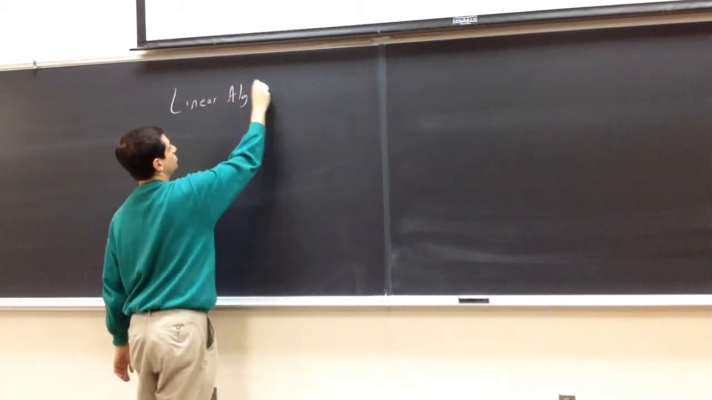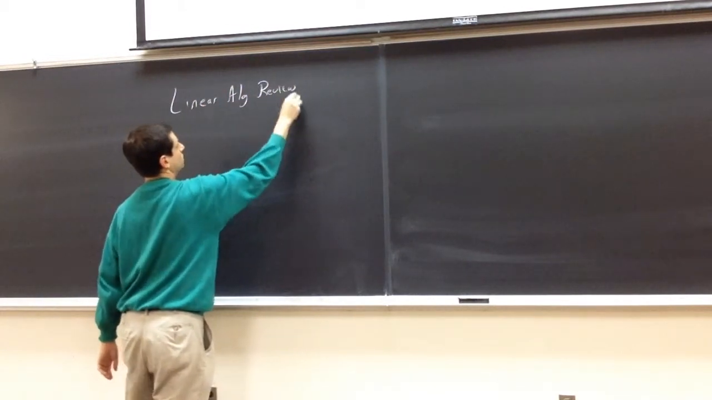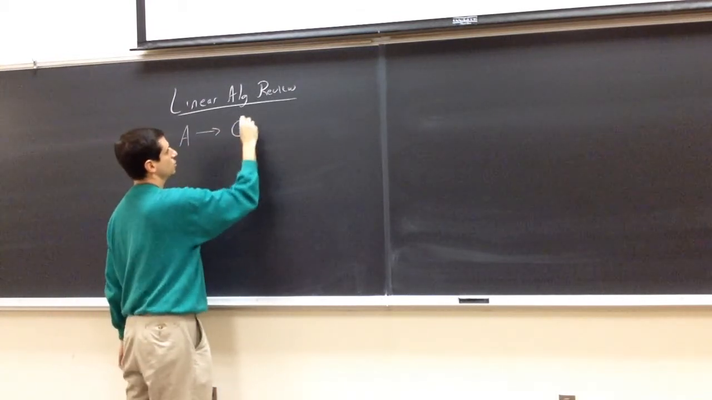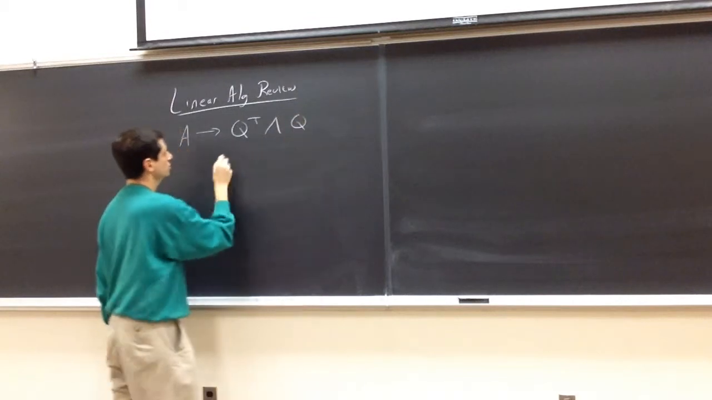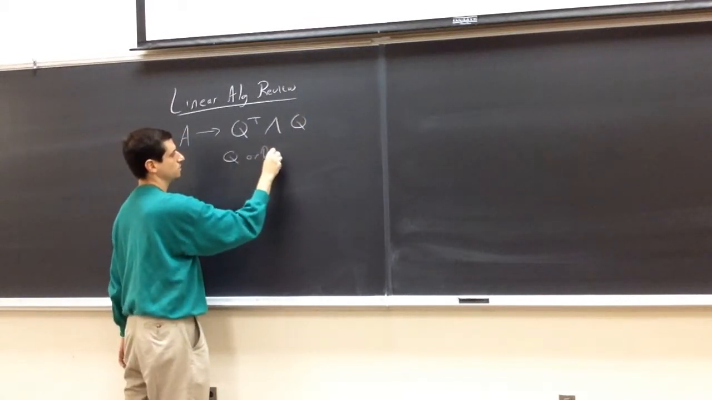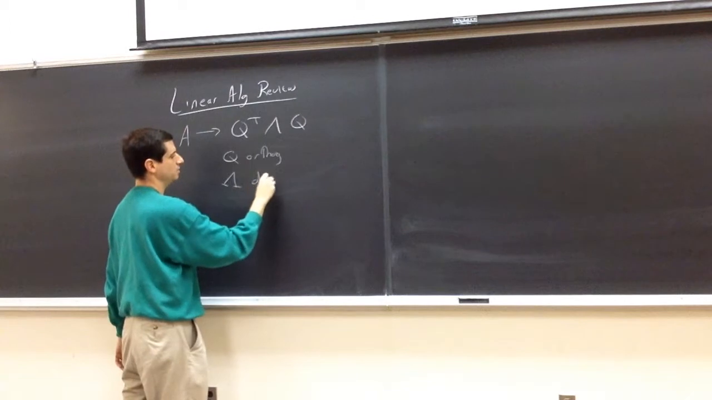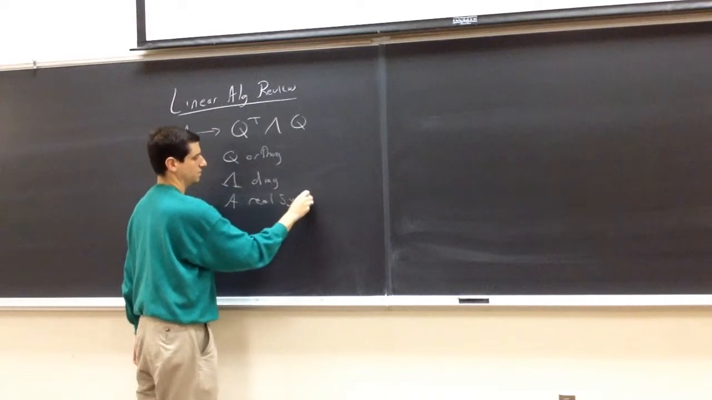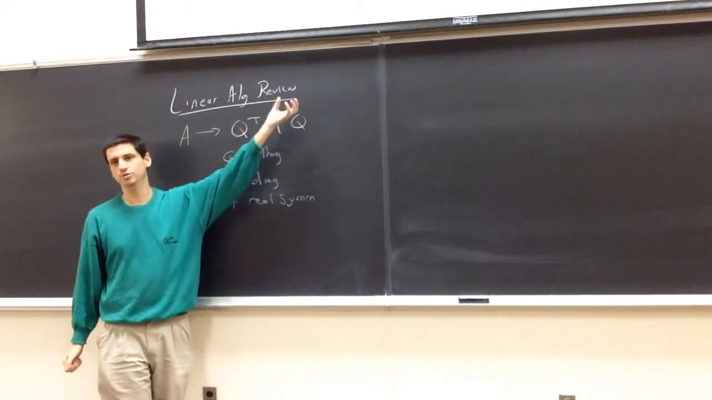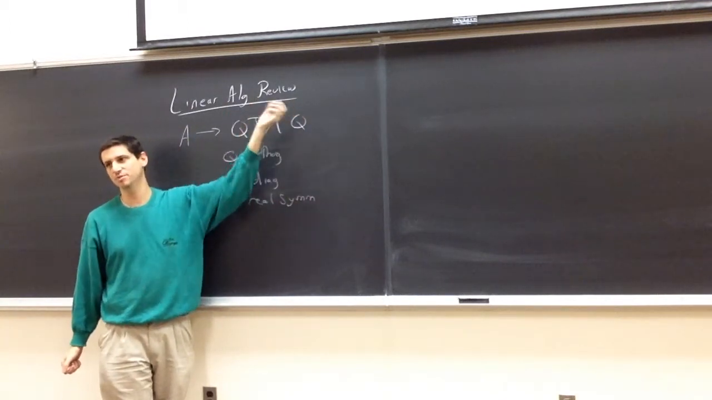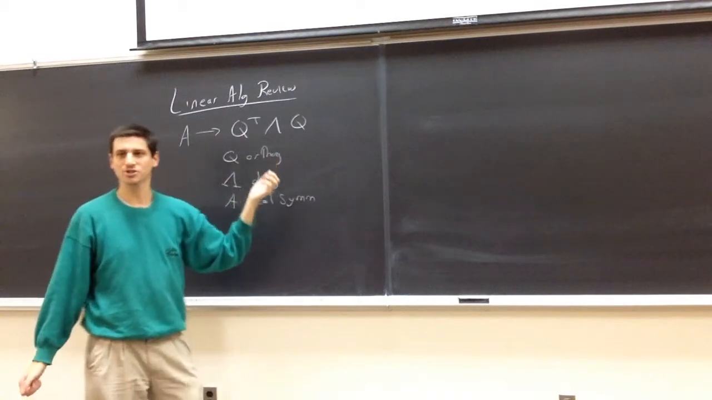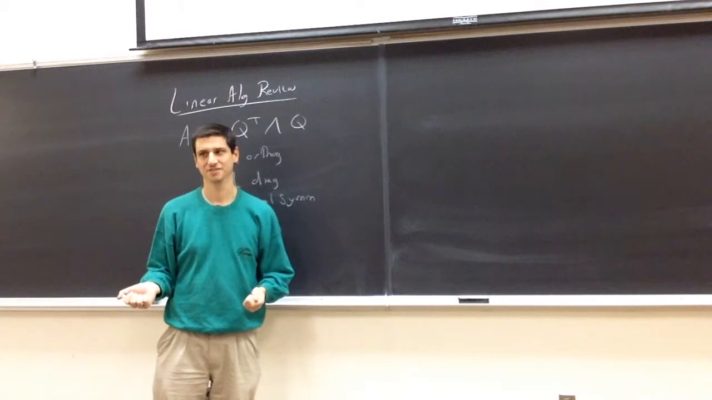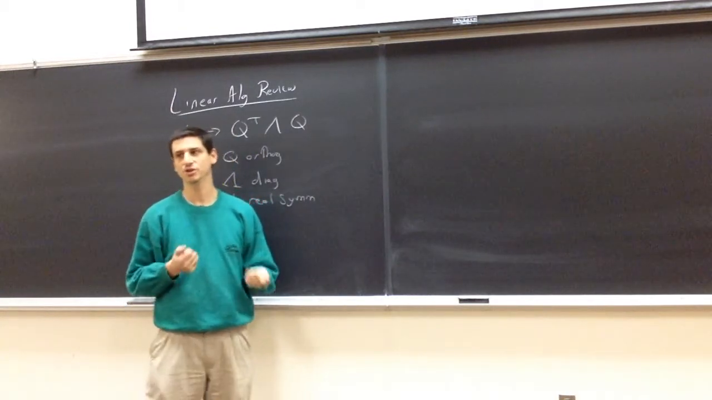So, linear algebra review. Let's say we have some matrix A, and we can write it as Q transpose lambda Q. Q is orthogonal, lambda is diagonal, and A will be real symmetric. I forget where Q transpose goes. Some people do Q lambda Q transpose. It doesn't really matter. It's a question of, are you rotating your point, or are you rotating your vector? That's really the difference between Q and Q transpose.